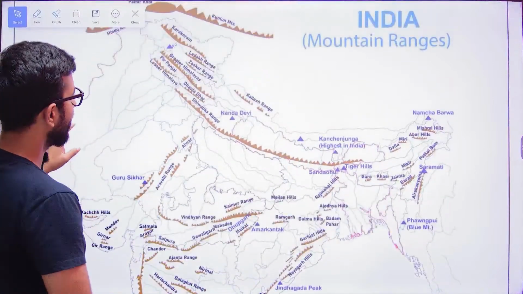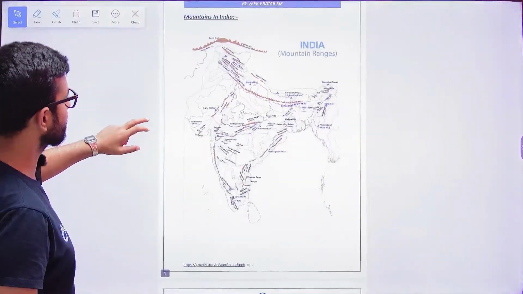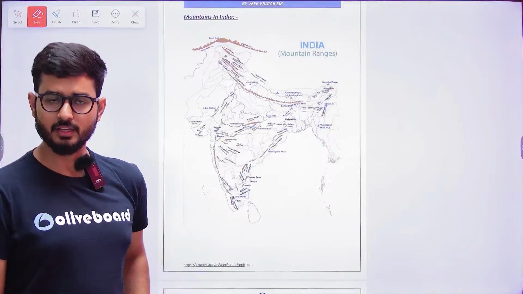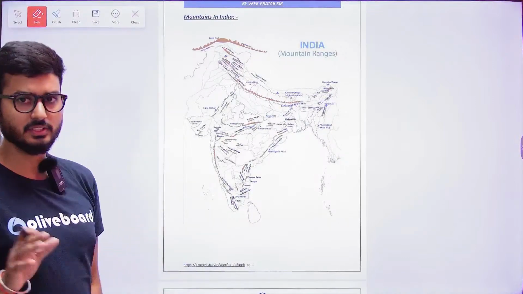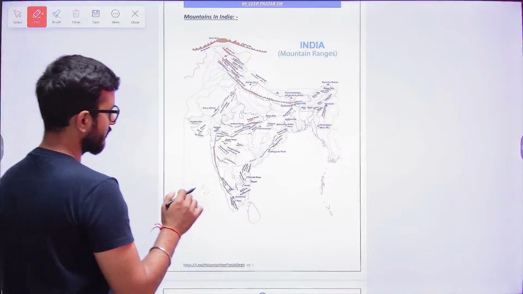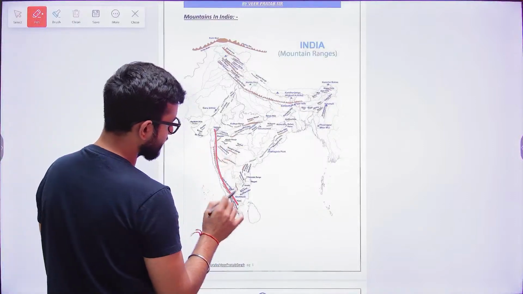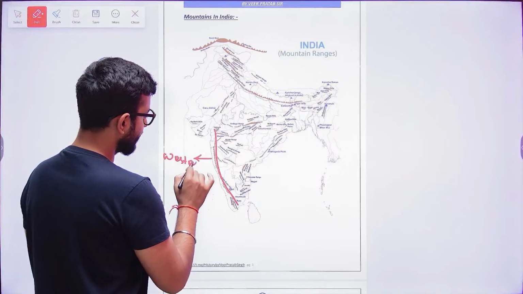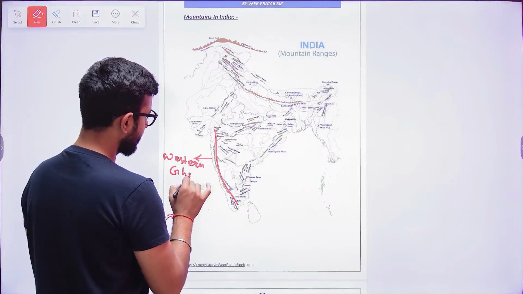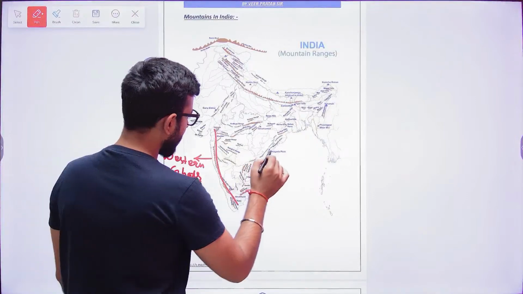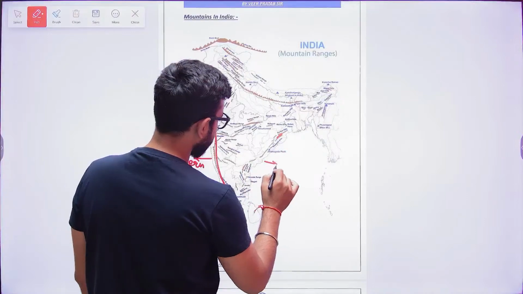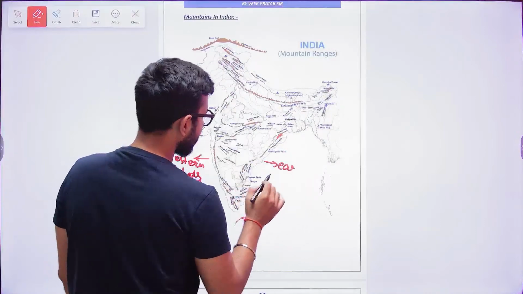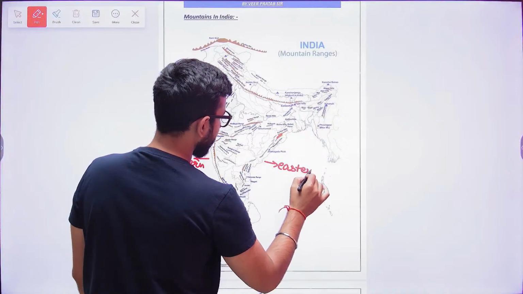So if I have to talk about this, now see, this is a general map of India. When I talk about the general map of India, which are the general mountains that we know about? The first one is this, in the western part, we have the Western Ghats. In the eastern part, we have the Eastern Ghats.